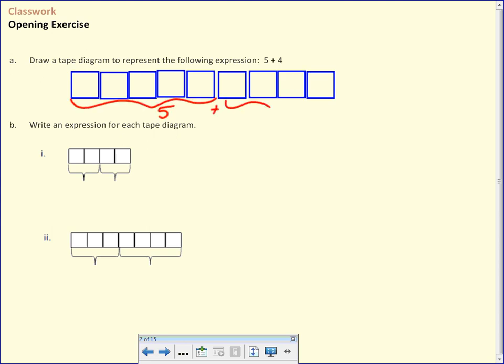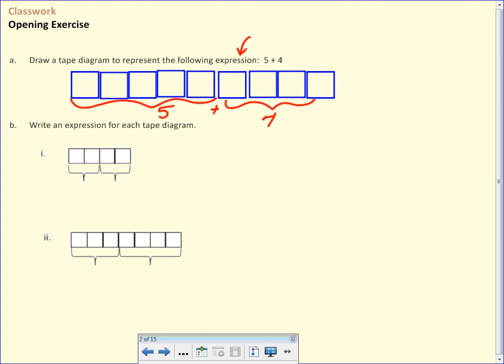5 plus 4. Now remember that an expression does not have an equal sign. An equation does have an equal sign. So there, that's just how we would represent 5 plus 4. What does each unit represent? 1. Right, exactly.